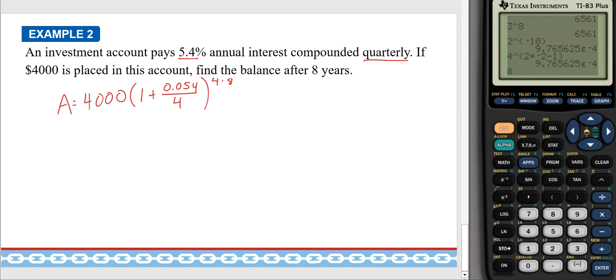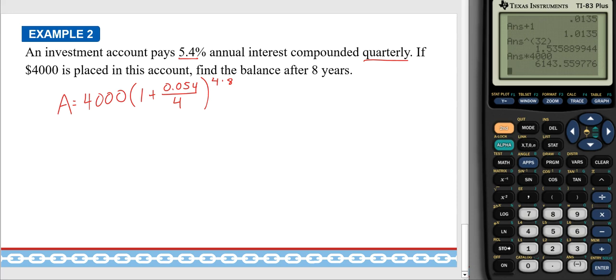At this point, it becomes a calculator problem. We are going to start with the decimal part, that fraction, 0.054 for the interest rate divided by 4. And then we're just going to keep going inside the parentheses there. We're going to add the 1. And then we can take that value to the 4 times 8 or 32nd power. And then that is what gets multiplied by your principal, 4,000.